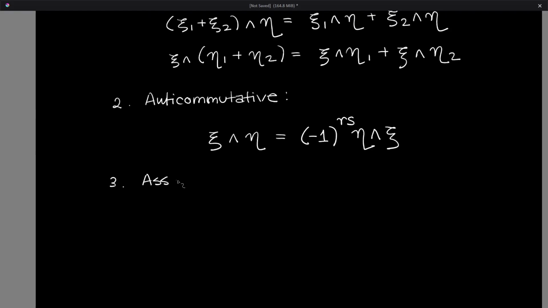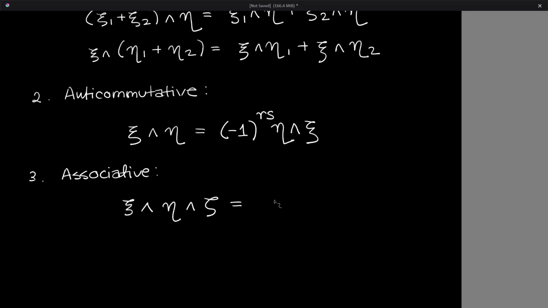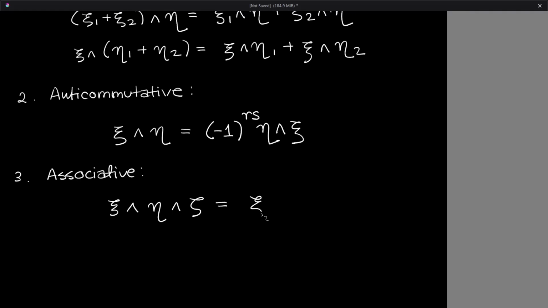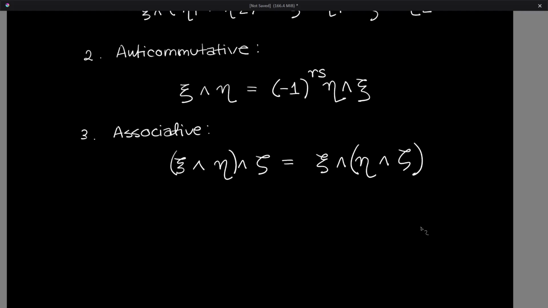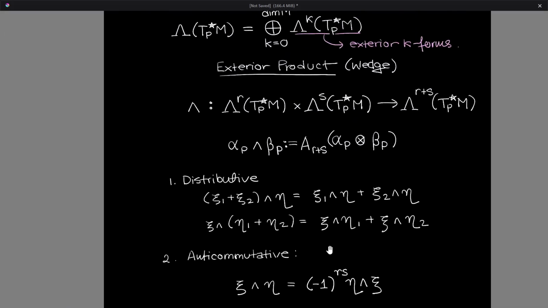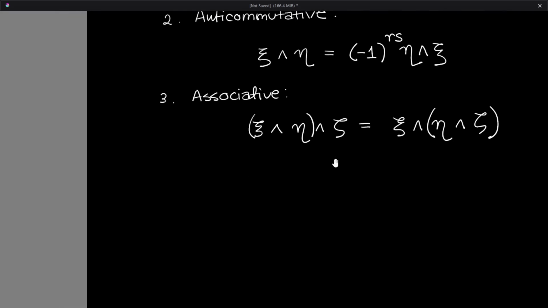And number 3, they're associative, or the product is associative. So that means that if we have 3 forms wedged together, xi wedge eta wedge zeta, then that's equal to xi wedge eta wedge zeta, but on this side we evaluate xi wedge eta first, and on the right hand side we evaluate eta wedge zeta first.